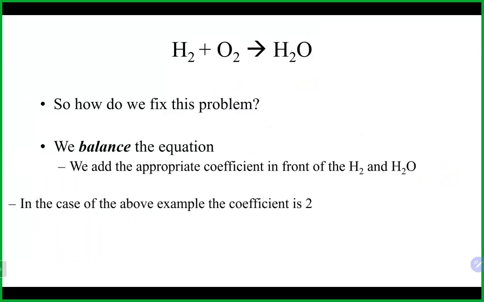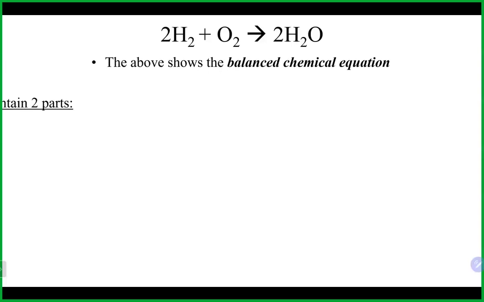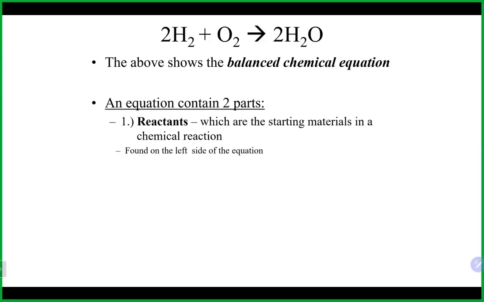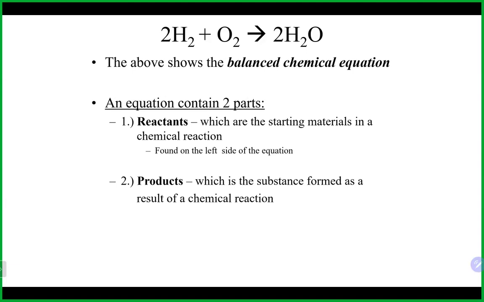So again, as I mentioned, we can balance it by changing the coefficients and putting our 2's in there like we just did. And obviously that's going to give us our balanced chemical equation. And when we look at the chemical equation, as we talked about, I think in chapter 10, there's two main parts to a chemical equation.